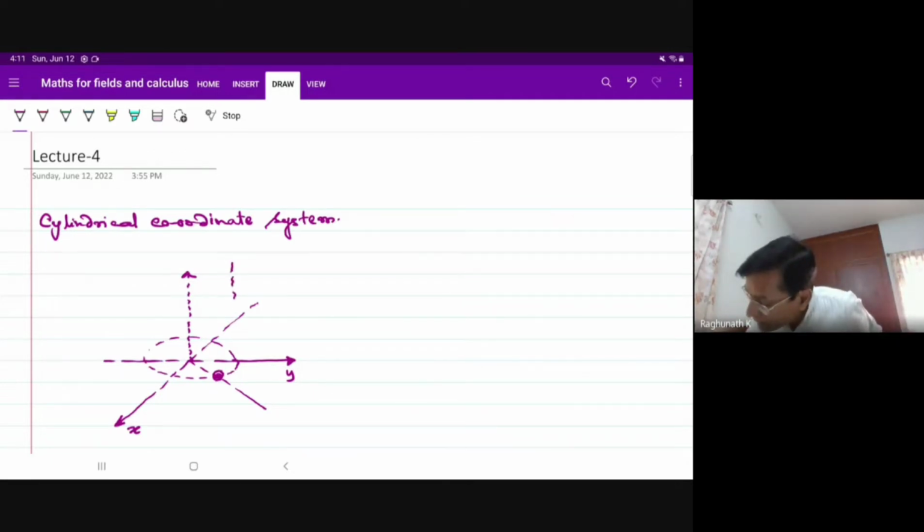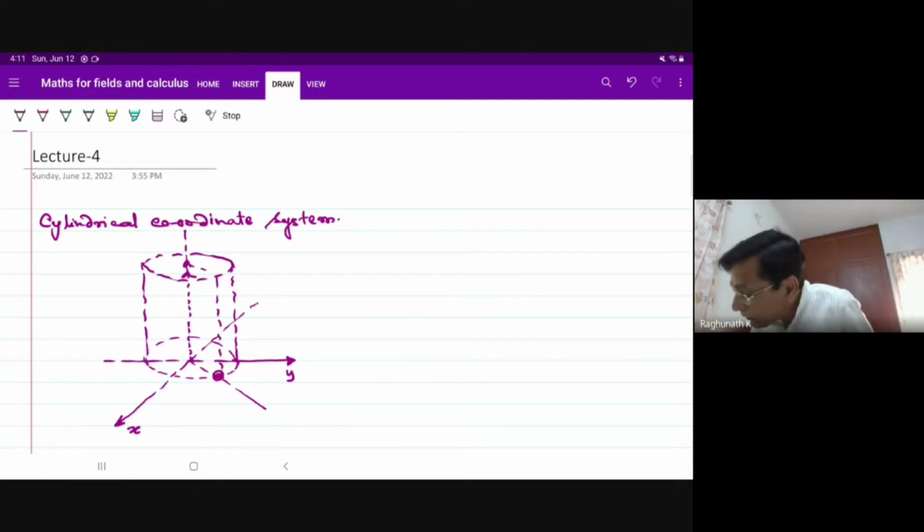If I extend this circle, the locus of the circle moved in the vertical direction will give me a cylinder. So the circle becomes a cylinder. And if we extend this radial line in the z direction, please see this, it will become a plane surface, right? Earlier, the radial line was making an angle phi with the x-axis. Now this plane is the plane that is making an angle phi with the xz plane.